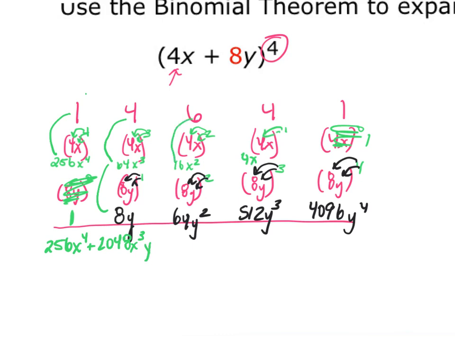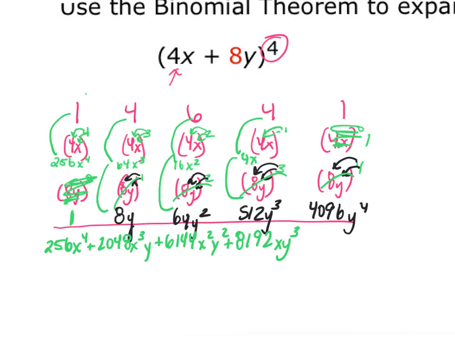Now I say 6 times 16 times 64. 6 times 16 times 64. 6144. x squared, y squared. So now I have 4 times 512. So 4 times 4 times 512. 8192. x, y cubed. And then the last one I have is plus 4096y to the 4th.